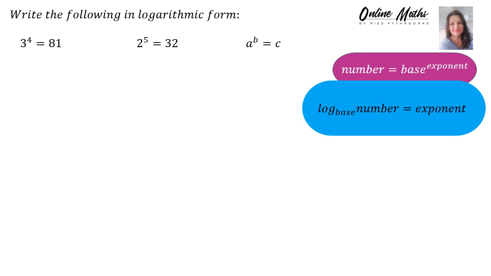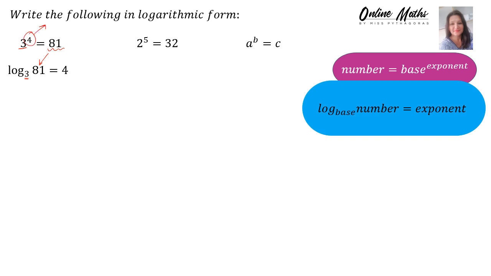Let's write the following in logarithmic form. If I give you 3 to the 4 is equal to 81, then you write log. The base of the exponent is the base of the log. The number on its own will stand with the log, and the exponent on its own equals 4.